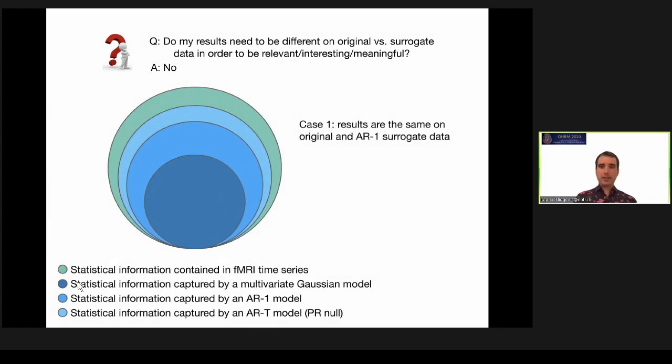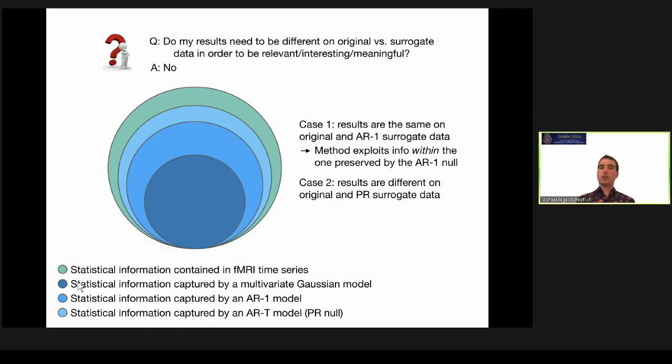The first case is that results that I obtain using a given metric are the same on original and AR1 surrogate data. What does this mean? Well, this means that the metric, the method that I'm using, exploits information that is within, for example, this red dotted ellipse. And that's all it means. It doesn't mean that it's interesting or not interesting. It's just some information about the statistical information exploited by the method.